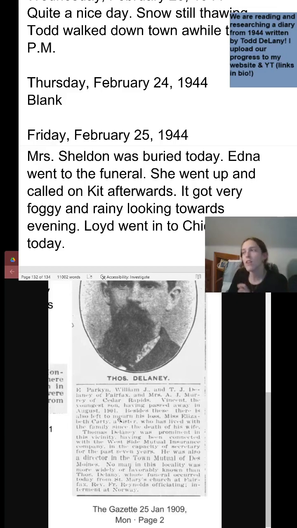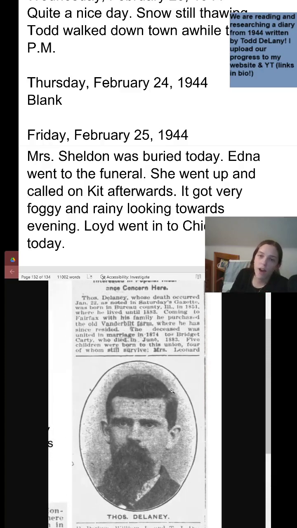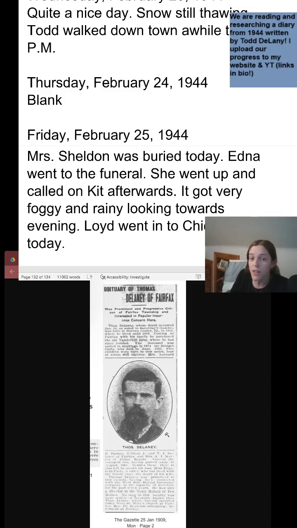So that makes me think, I've been trying to figure out how to reach out to people in that town, because if I can't get a hold of relatives, maybe I could get a hold of people from the town who might know that family name. And if this Thomas Delaney was so widely known and so big in Fairfax, the next Thomas Delaney, his son, must have been pretty prominent too. This is not the Thomas Delaney that we're reading about. This is his dad. But this is still something that I did not have before.